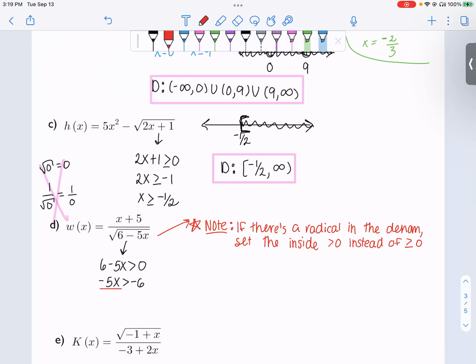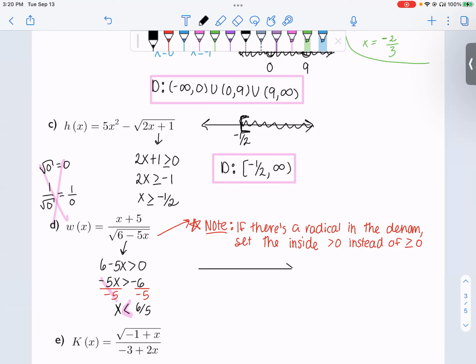And I'm going to write out the algebra of the next step because it's important. I'm going to divide by negative 5 on both sides here. That will cancel these negative 5s out. When I divide by a negative and I'm solving an inequality, it flips the direction of the inequality. So it goes from being greater than to being less than. Negative 6 divided by negative 5 is 6/5. So x is less than 6/5.